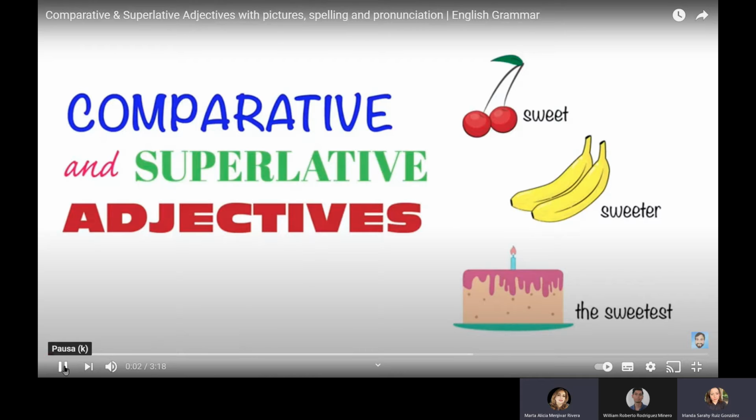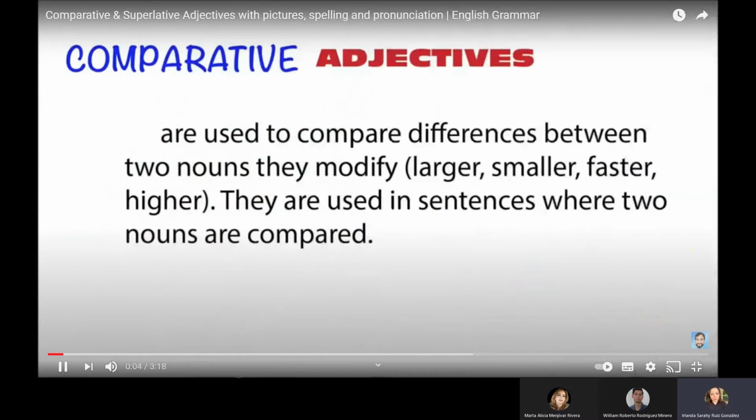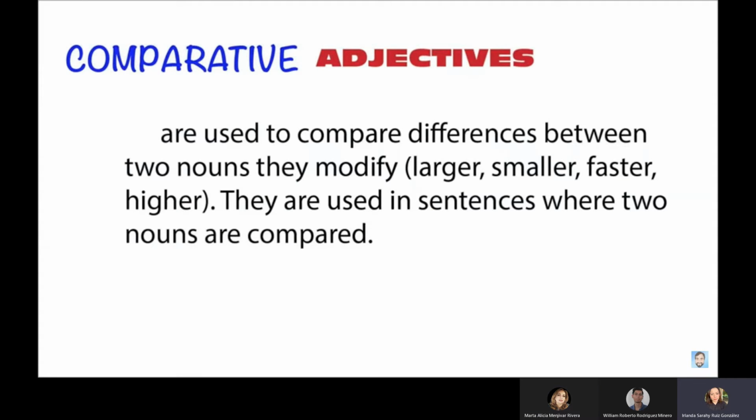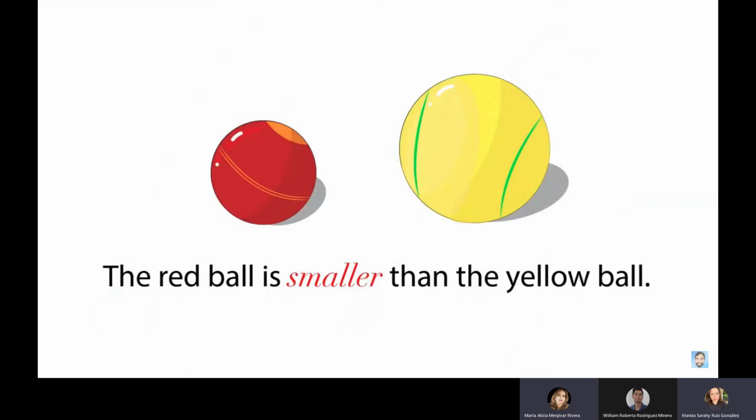Comparative and superlative adjectives. Comparative adjectives are used to compare differences between two nouns they modify. They are used in sentences where two nouns are compared. The red ball is smaller than the yellow ball.